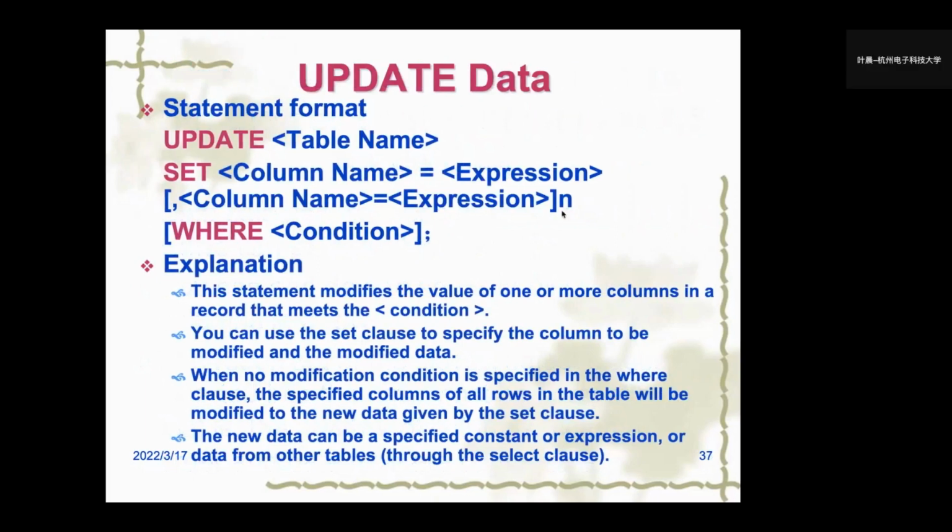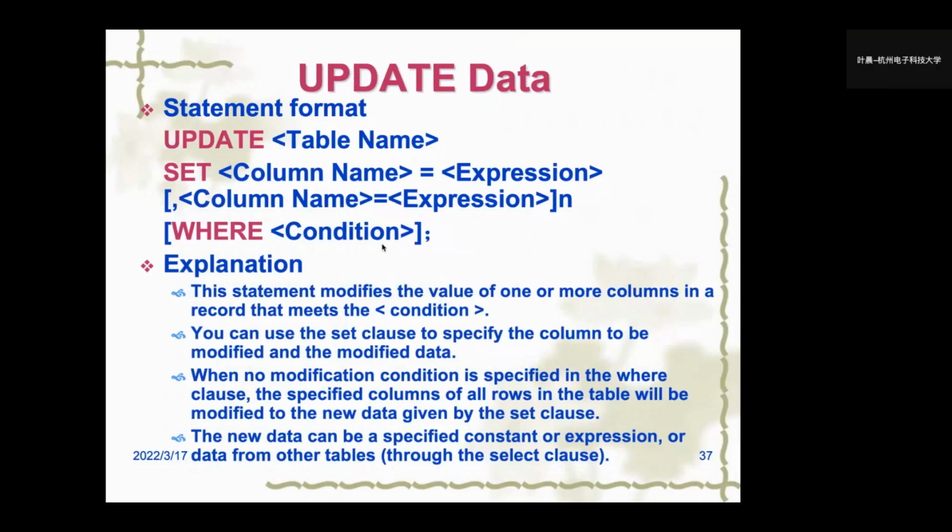And here, for the function of updating data, we have the update statement. First, we need to specify the table name on which you want to update data. And we need to cite the column name and expression which you need to update. And here, we also need to give the condition, which means if the condition is satisfied, then the update operation will be processed.